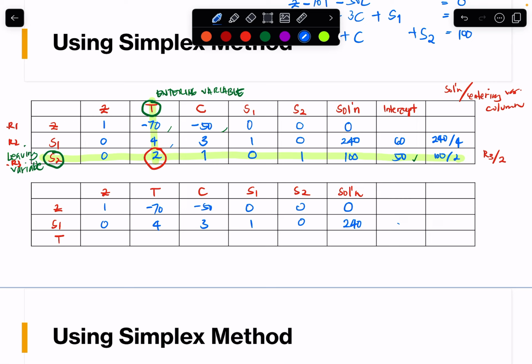So I'll start with the 0. 0 divided by 2 is 0. Then 2 divided by 2 is 1. So 1 divided by 2 is 1 half. And 0 divided by 2 is 0. So 1 divided by 2 is 1 half. So 100 divided by 2 is 50.